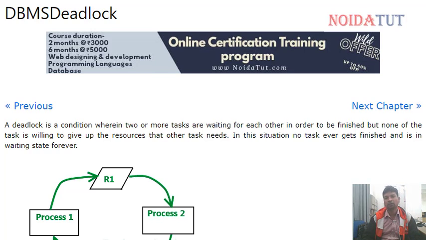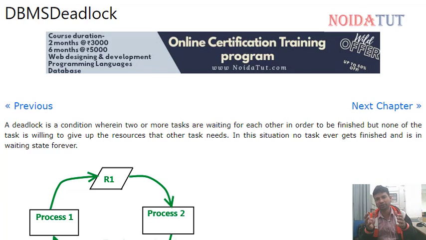Deadlock. Deadlock is one of the most important parts in database management system. When we talk about deadlock in our practical life, we can tell it as a traffic jam. When we have a very severe traffic jam, what do we do? We take the vehicles backward, make the way for other vehicles. Similarly, we are going to work with the deadlock.